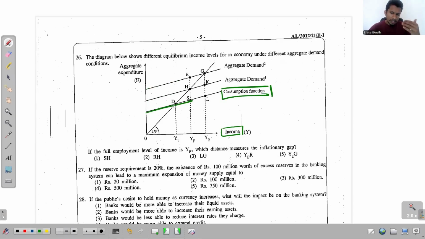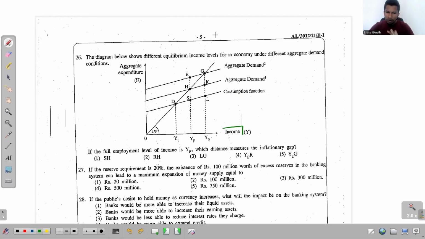The one at the bottom is the consumption function, and this is the aggregate demand curve 1, and this is the aggregate demand curve 2, right? And on this side of the diagram, we get the aggregate expenditure as usual, and here we have the aggregate income, if not the real GDP. All right, so by giving all this information, what do they ask us to recognize? If the full employment level of income is YF, which distance measures the inflationary gap? All right, the question is about the inflationary gap, and you need to recognize the gap, if not the region of this diagram, which represents this inflationary gap.